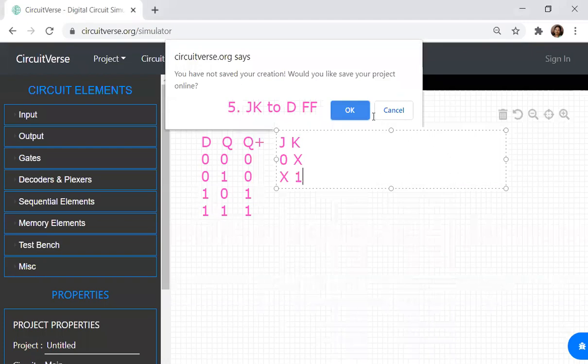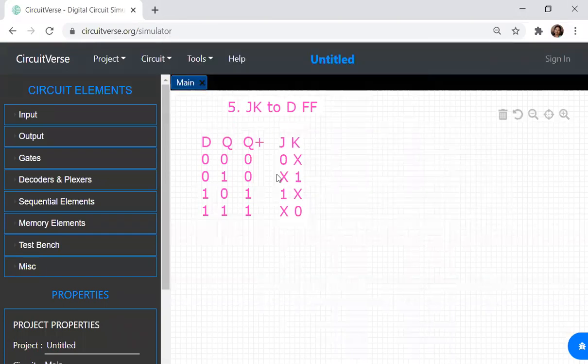Next, what is the next one? Next one is 0 and 1. Now, if it is 0 and 1, this will be 1 and X. And the last one is what? 1 and 1. 1 and 1 means this will be X and 0. So, this is with respect to the truth table. I've got the table, so it should be in the tabular format. Just put it into the tabular format.